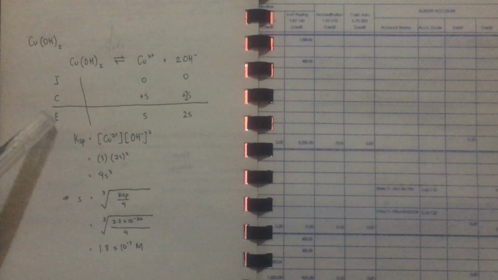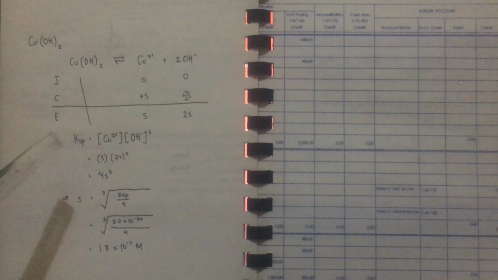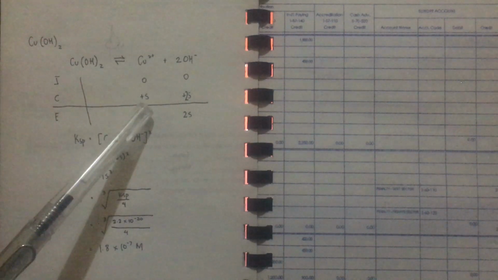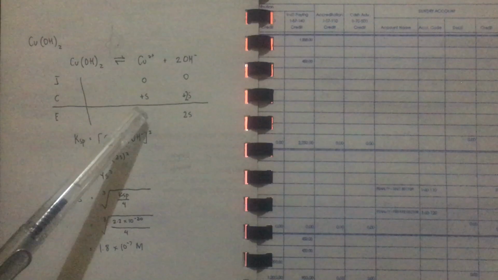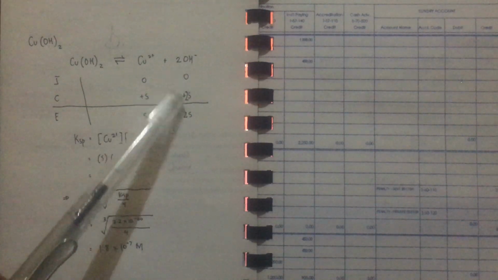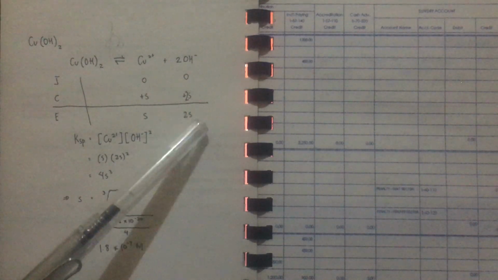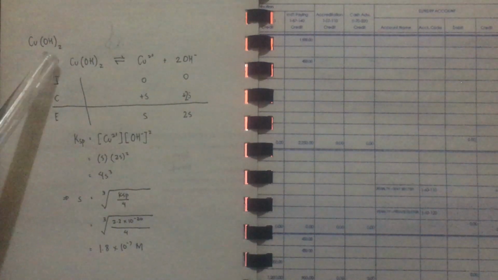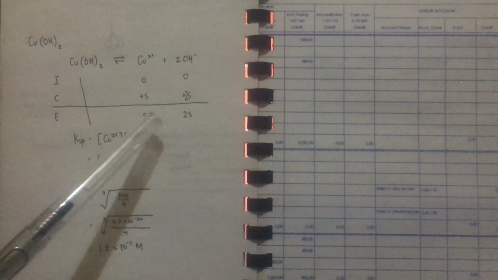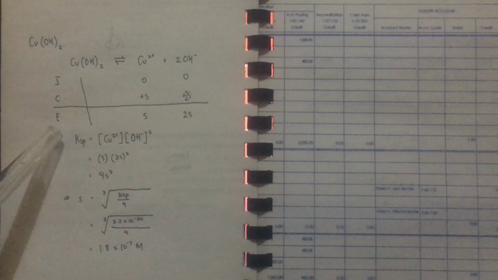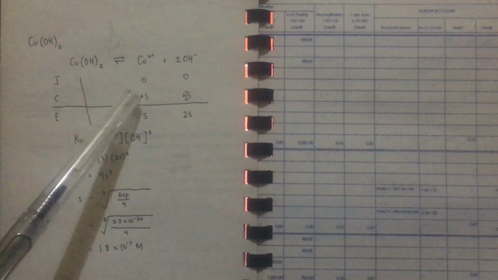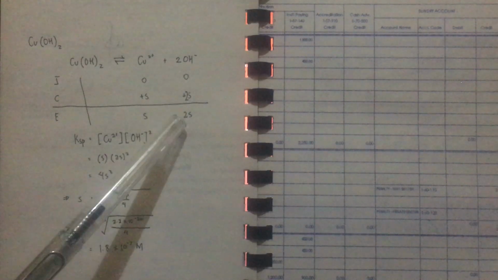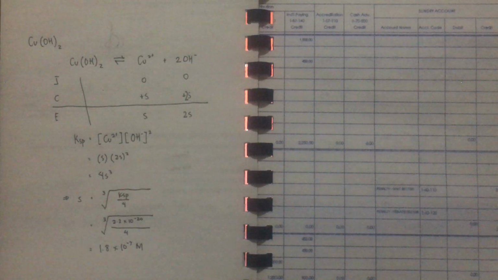And then after dissolving or after establishing an equilibrium with the solid, copper 2 plus will have plus S and the hydroxide ions will have plus 2S. Again, 2S, since we have 2 moles of OH minus from 1 mole of copper hydroxide. Equilibrium concentration for copper 2 plus is S, and the equilibrium concentration for the hydroxide ion is 2S.